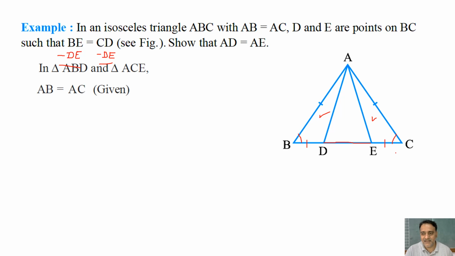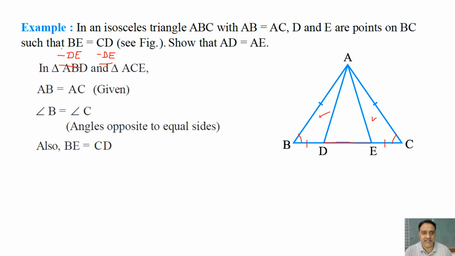Angles opposite to two equal sides are equal. Okay. Now in BE and CD we will do the same subtraction. If you subtract these two, we'll get BD. If you subtract these two, we'll get CE.